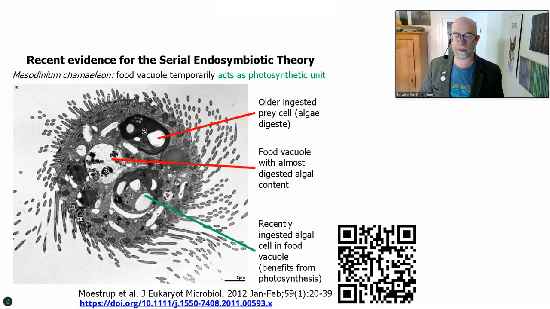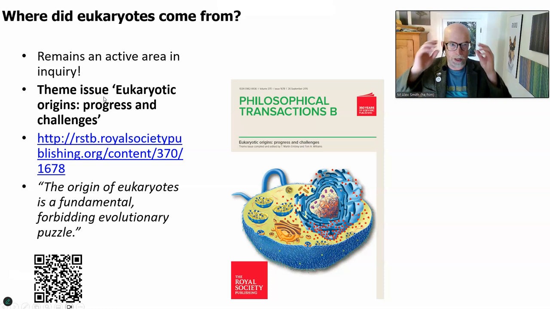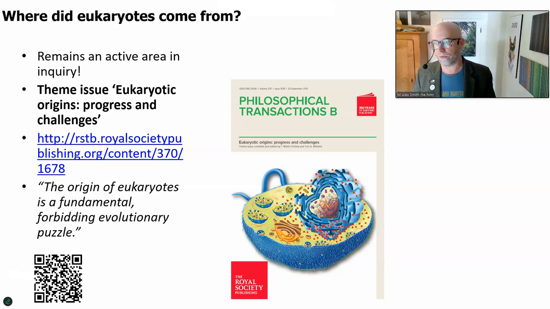But in seeing these contemporary examples, this adds weight to the principal forms of support for the serial endosymbiotic theory, which come from the independence of the DNA structurally, and then the independence translationally, and then these modern examples. And so this area, like, what if we could rewind and replay the tape of life? This is a continuing area of active scientific inquiry. There's a whole special unit in Philosophical Transactions devoted to the origin of eukaryotes, and it is a fundamental, formidable evolutionary puzzle.